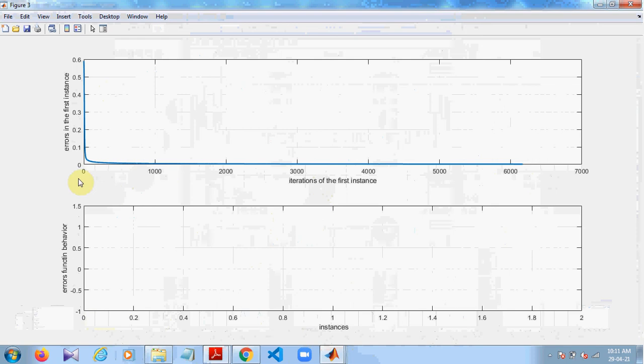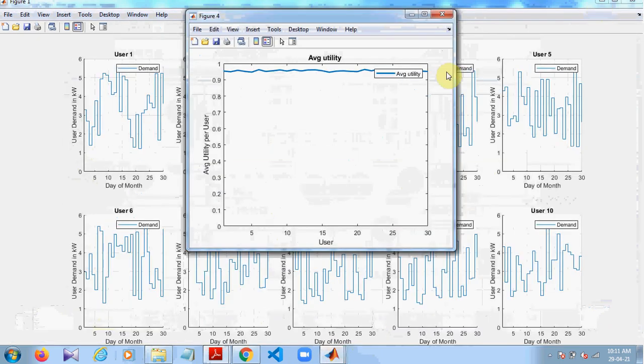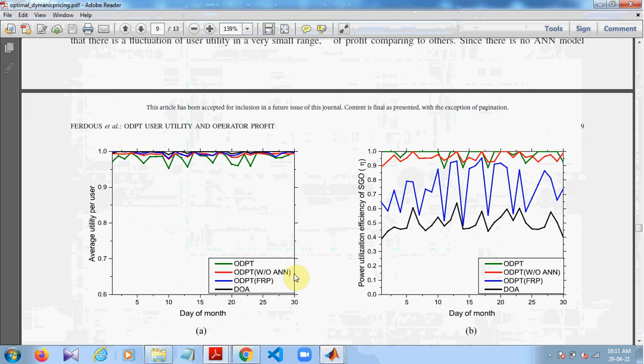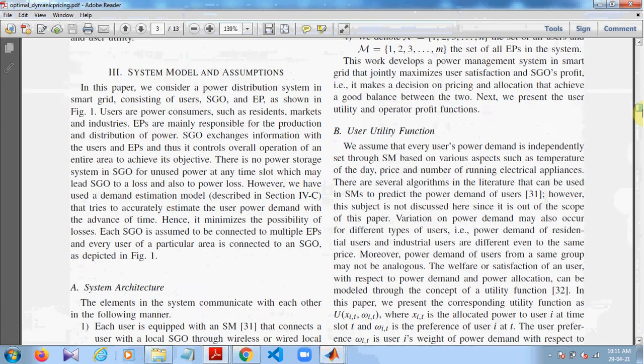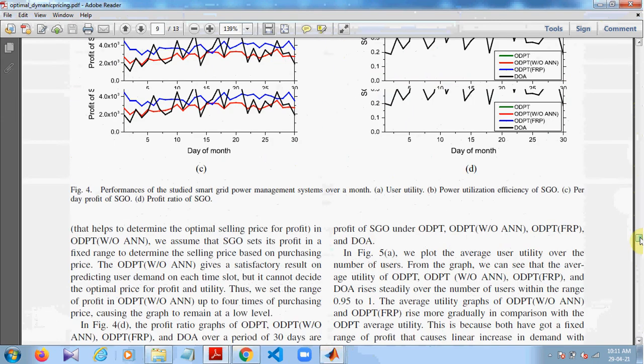In these two graphs, the error in the first instance versus the iteration of the first instance is printed. That means we are finding the error rate. We have taken the error rate graphs over here, and since our error rate is very negligible, it will not print any error function behavior. In the next graph we can see the average utility graph. Now I will show you one by one. As per the paper, for the first graph, this is the amount of power consumption given. Now we'll come to the power.